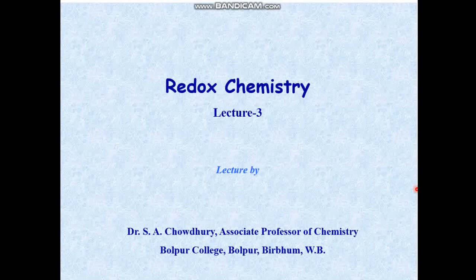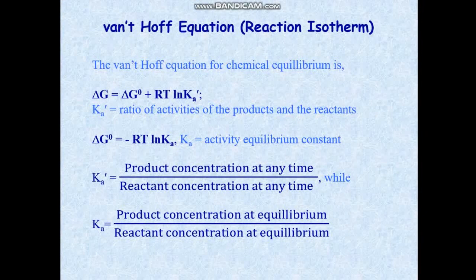The reaction isotherm is actually the Van 't Hoff equation, which is also known as the reaction isotherm. So this is the equation: delta G equals delta G0 plus RT ln Ka dash. So delta G is the free energy change of the redox reaction. Delta G0 is the same thing but at STP, under standard temperature and pressure. T is the temperature of the reaction and R is the universal gas constant, while Ka dash is the ratio of the activity of the products and the reactants.